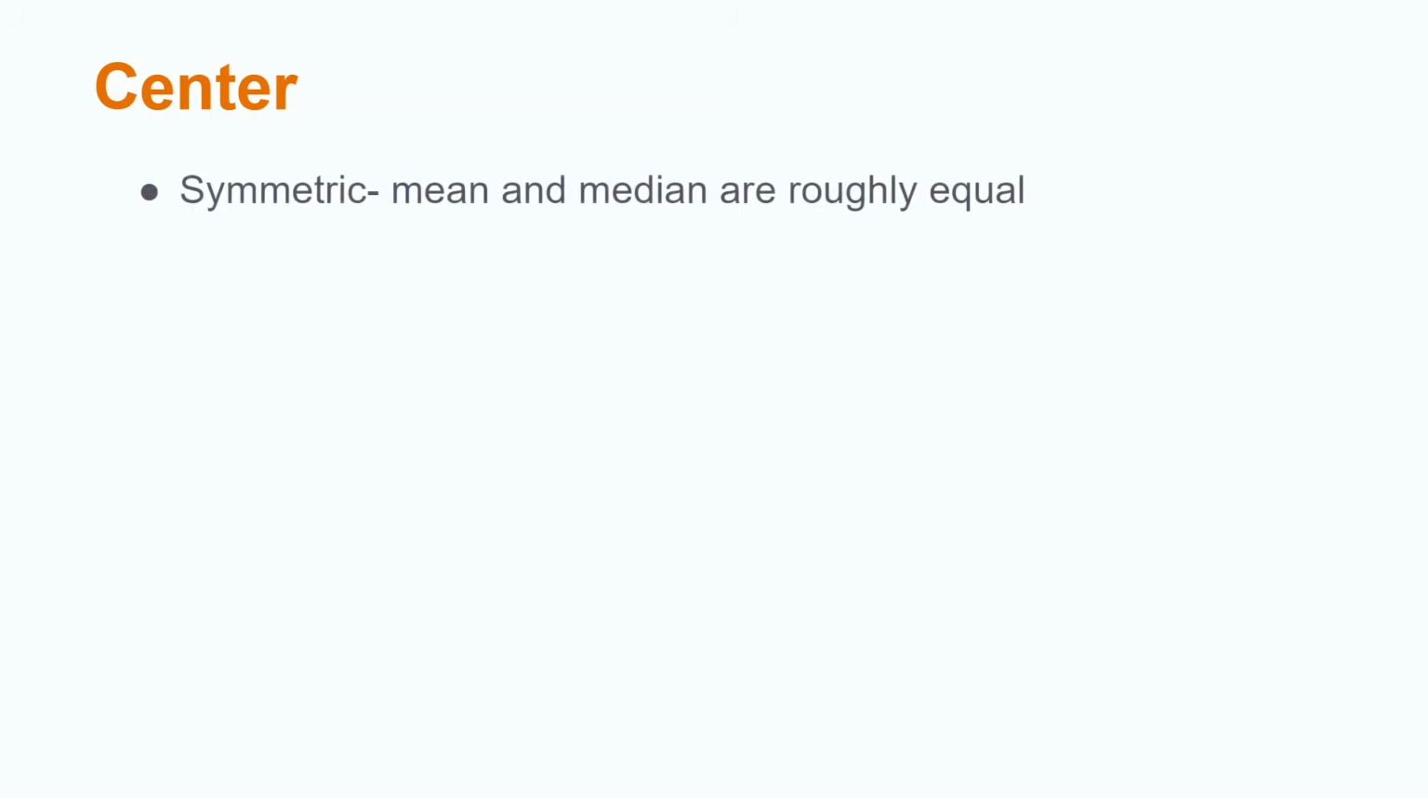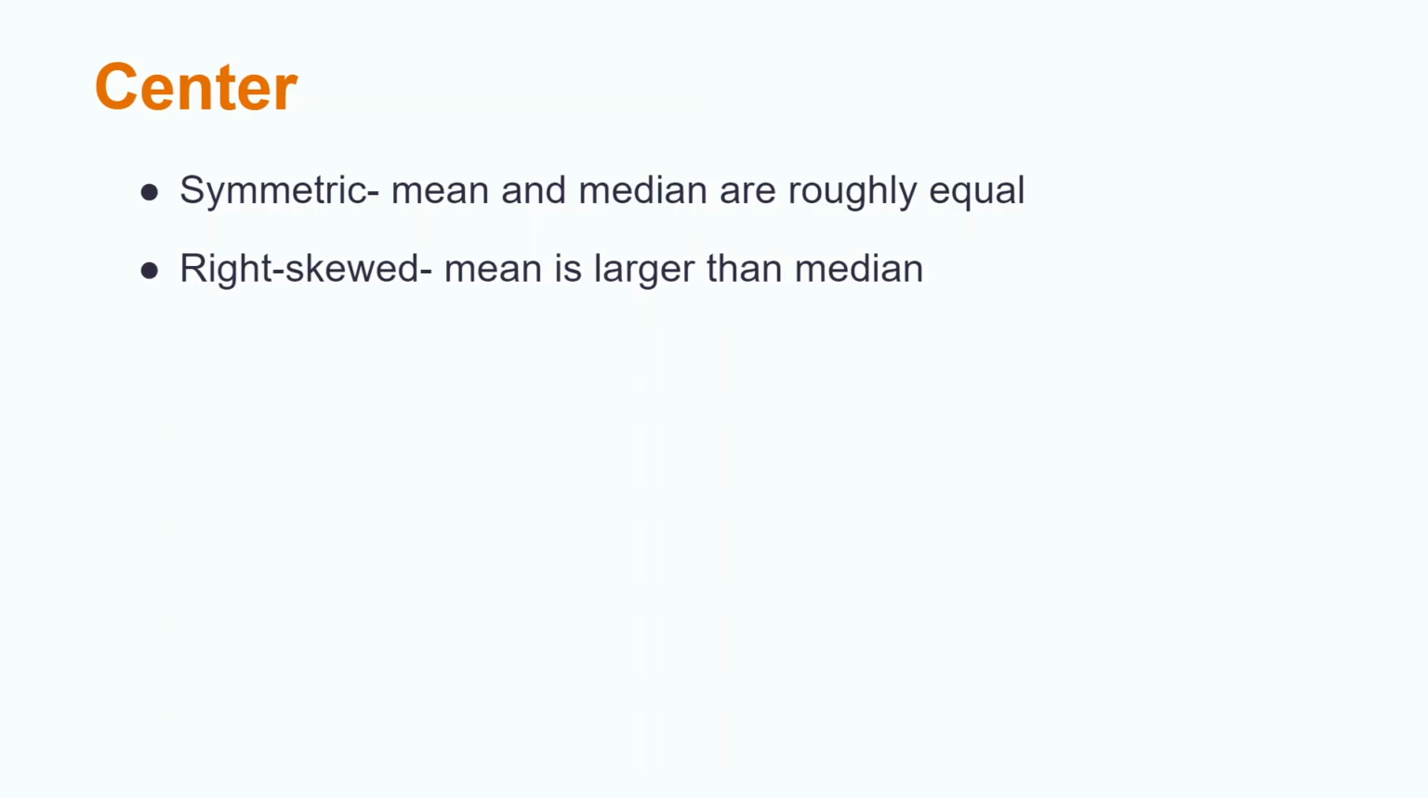When our data has a mean and a median that are roughly equal, this is called symmetric data. If we have a dataset that contains very large values that increase the mean, we call this a right-skewed dataset, and the mean will be larger than the median. If we have a dataset with very small values that decrease the mean, we call this dataset left-skewed, and the mean will be smaller than the median.